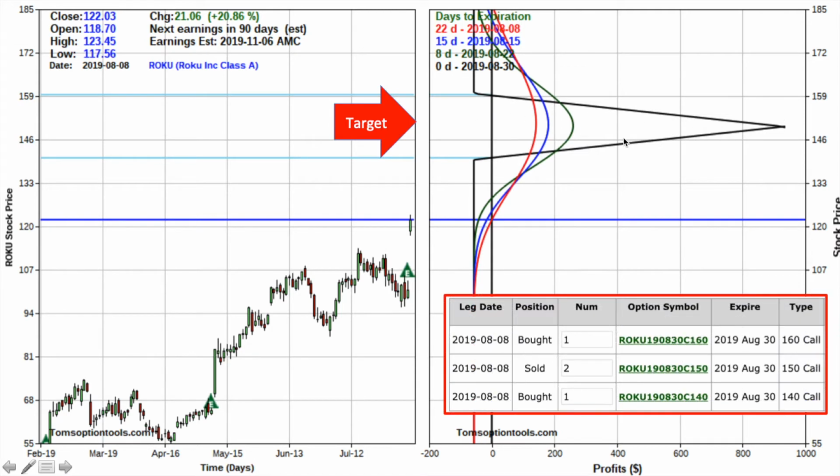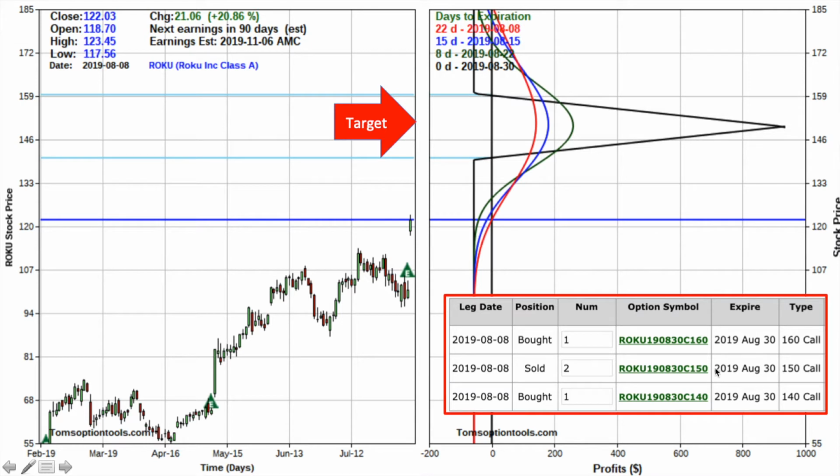So here's the construction, just like a butterfly. It is a butterfly. It's the same one we did in the last video. We're going to buy one upper strike call, sell two middle strike calls, and buy one lower strike call. So we're buying one 140 call, selling two 150 calls, buying one 160 call.